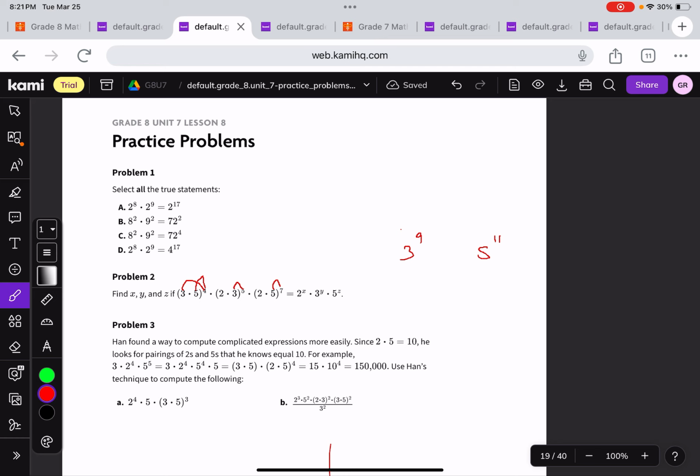And the 2's, 2 to the 5th, that's 5 2's. 2 to the 7th, that's 12 2's. So 2's obviously go there. 3, that goes there. And 5, that 11 goes right there.